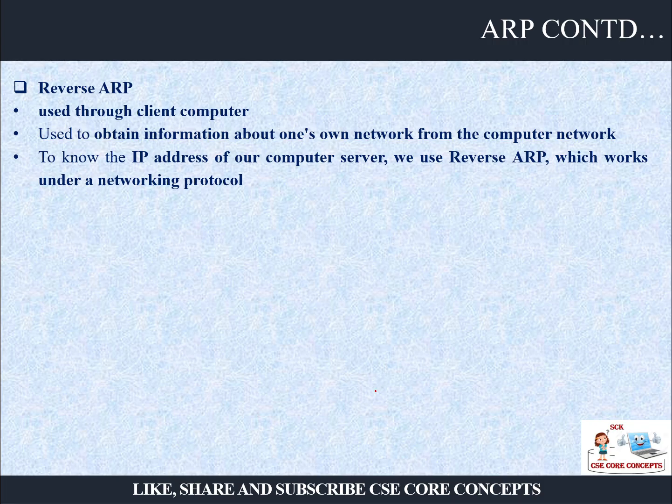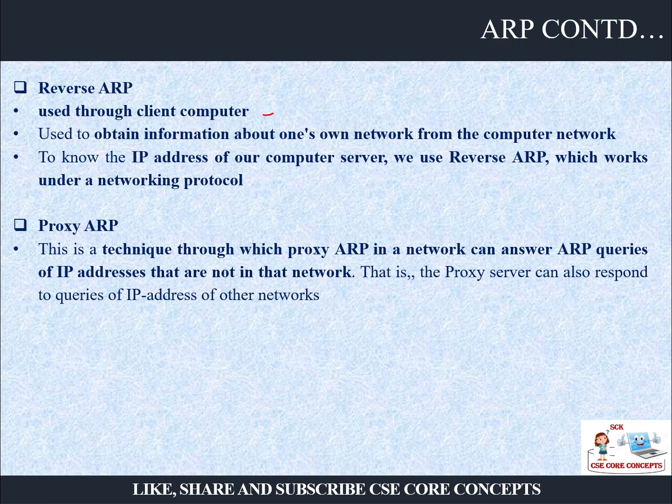Now there are 3 types of address resolution protocol. One is used through the client computer. If you want to know the MAC address of the server, generally the server sends the message, so the server wants to know the MAC address of the client. But if the client wants to know the MAC address of the server, then it is called the reverse ARP.